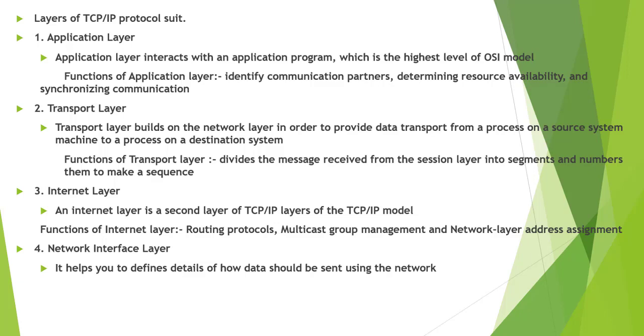The third layer in the TCP/IP protocol is the internet layer. The internet layer is the second layer of the TCP/IP model. It is also known as the network layer, with the same function as in the OSI seven-layer model. The main work of this layer is to move packets from any network and any computer so that they reach the destination irrespective of the route they take.